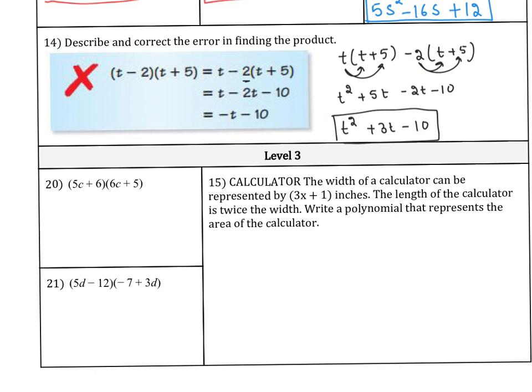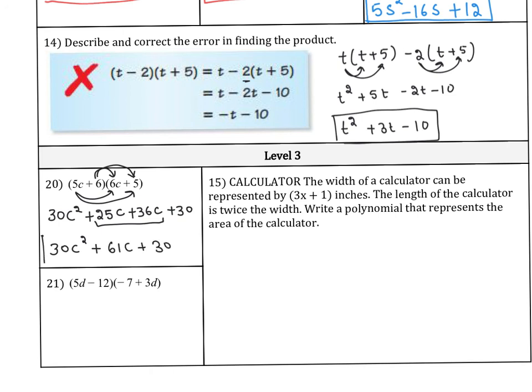For number 20, I'm going to use the FOIL method. So 5c times 6c is going to be 30c squared. 5c times 5 would be 25c. 6 times 6c is 36c. And 6 times 5 is 30. Combine the like terms, you get 30c squared plus 61c plus 30, and that's going to be your answer.